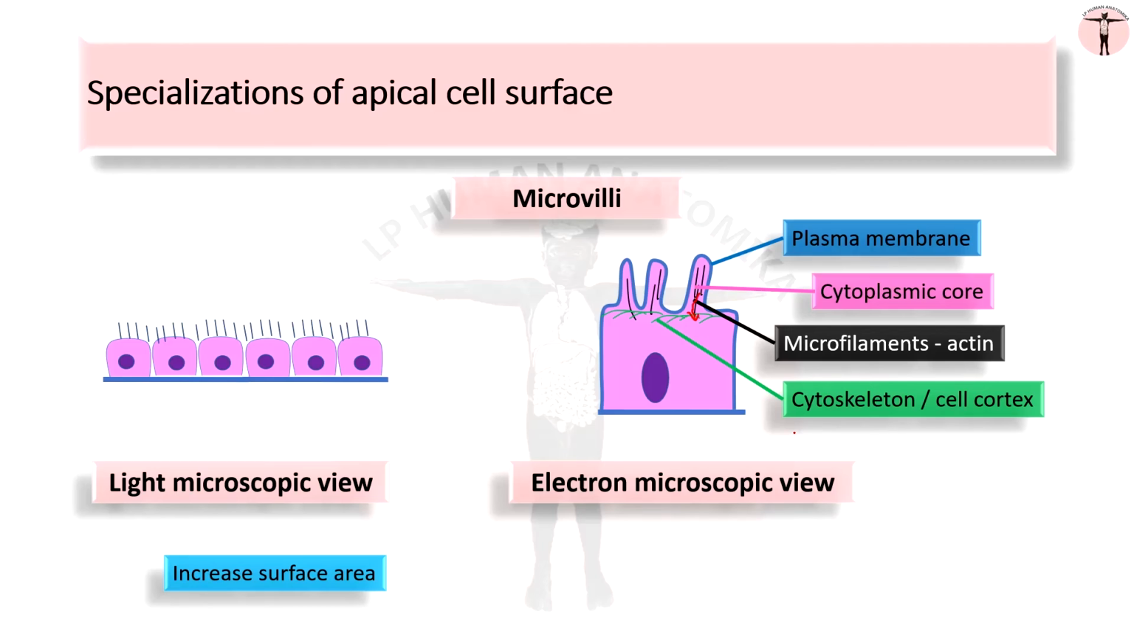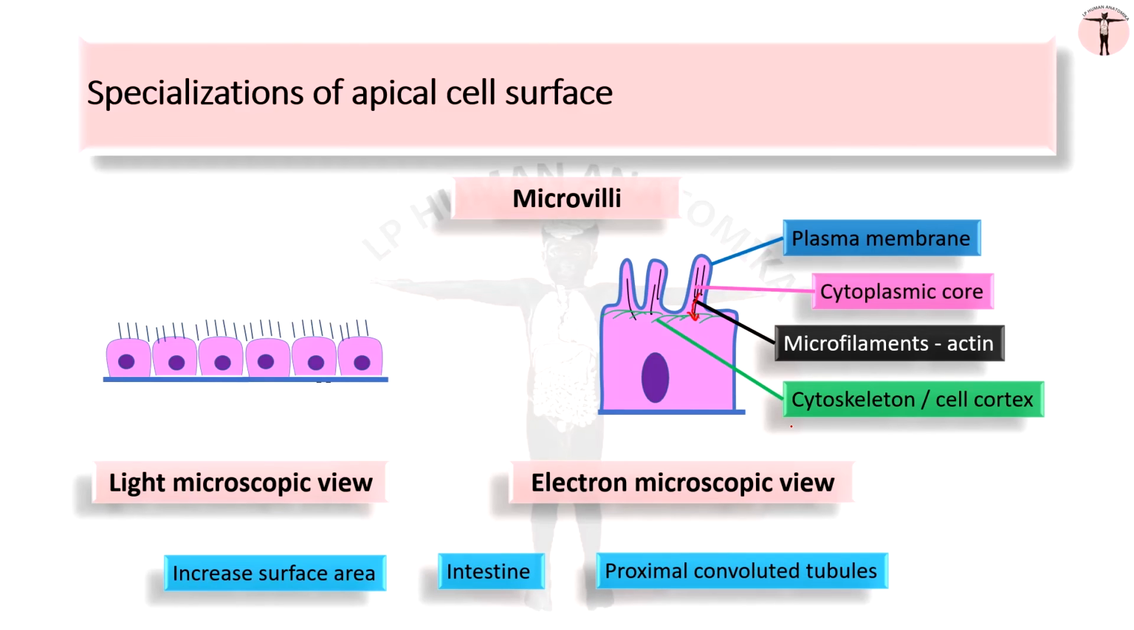Coming to the functional significance, microvilli greatly increase the surface area of the cell and are therefore seen most typically at sites of active absorption, for example, the intestine and the proximal convoluted tubules of the kidney. So that is the place where these types of epithelia are present with microvilli.